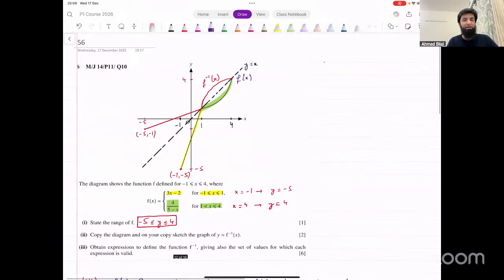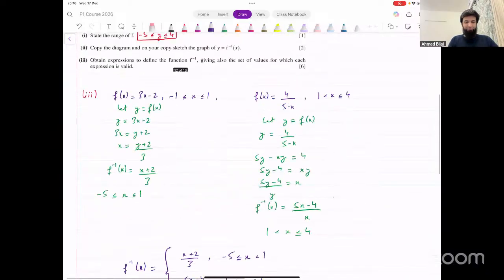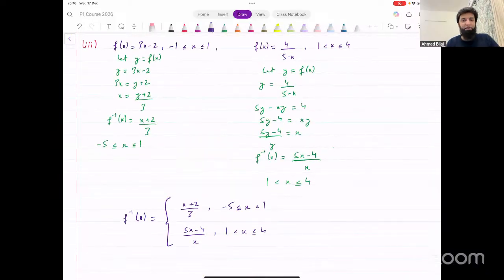One, I'm not sure if I get that reference, but okay. F inverse of x, that's the result that we get. Okay.